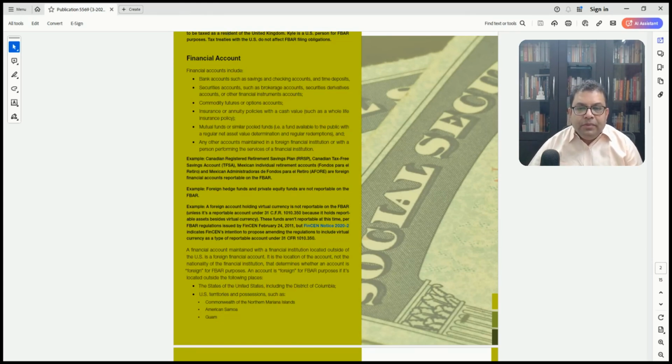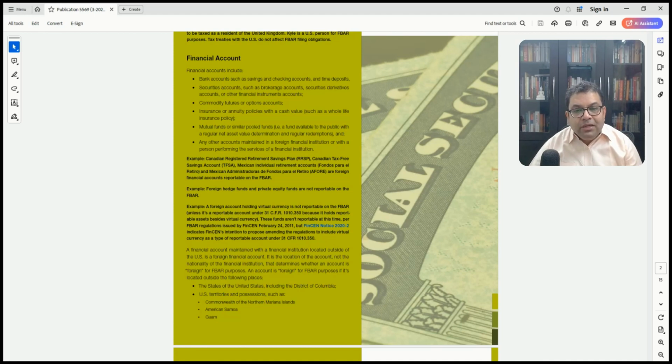Now, important to understand here is that the fund should be available to the public. For example, if you talk about a PMS, in my view, given the provisions, PMS will not qualify. It has to be some public kind of a fund, available for the public, right? So only a mutual fund will qualify. A PMS will not qualify for this reporting. It may qualify for other reportings like Form 8938, but not this reporting.